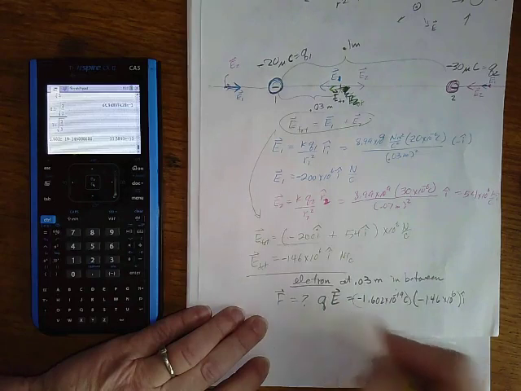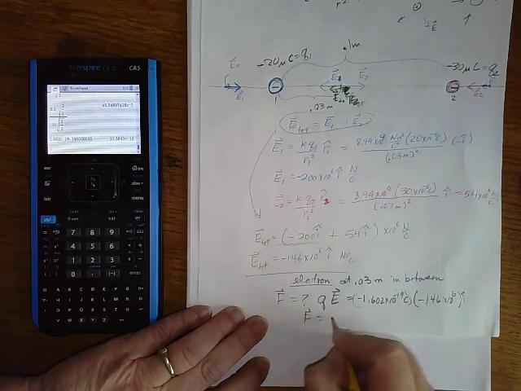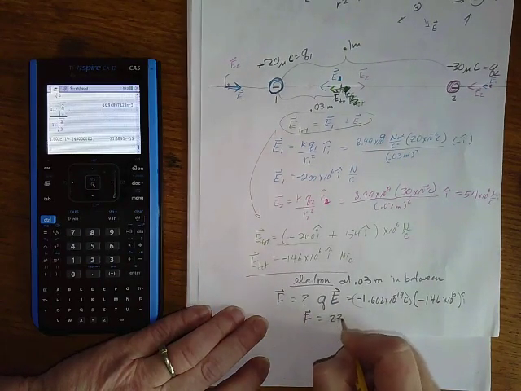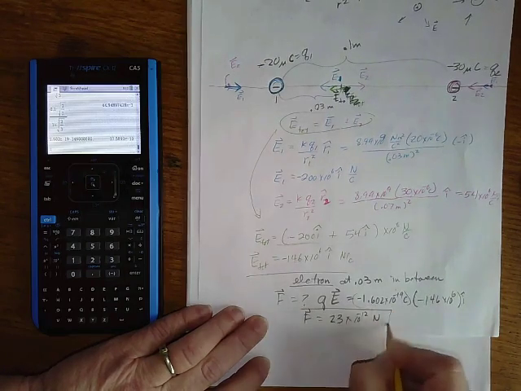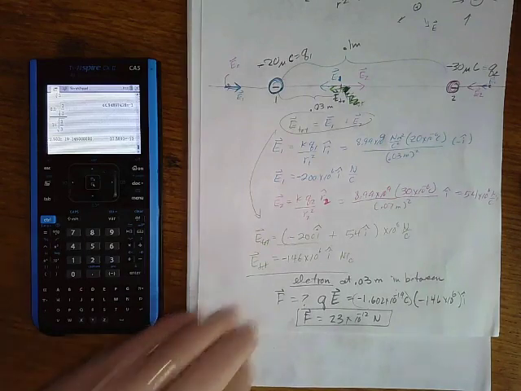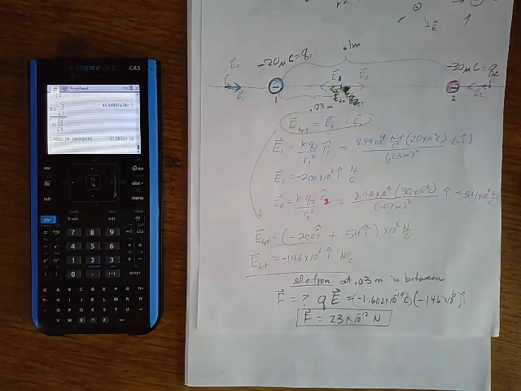We end up with a force of 23 times 10 to the negative 12 newtons. Very tiny force on a very tiny electron, right? But anyway, hopefully you get the idea. Fields and forces, very closely related.